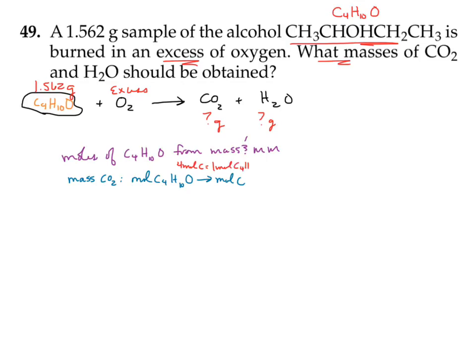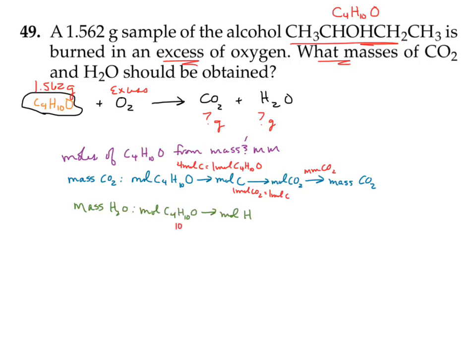Once you have moles of the thing you burned, I would go to moles of carbon in the thing that you burned, which the formula says is 4. We have 4 moles of carbon for every 1 mole of C4H10O. And then I would go from moles of carbon to moles of carbon dioxide, 1 mole of carbon dioxide for every 1 mole of carbon. And then I would use the molar mass of carbon dioxide to get the grams of carbon dioxide. That's what I would do.